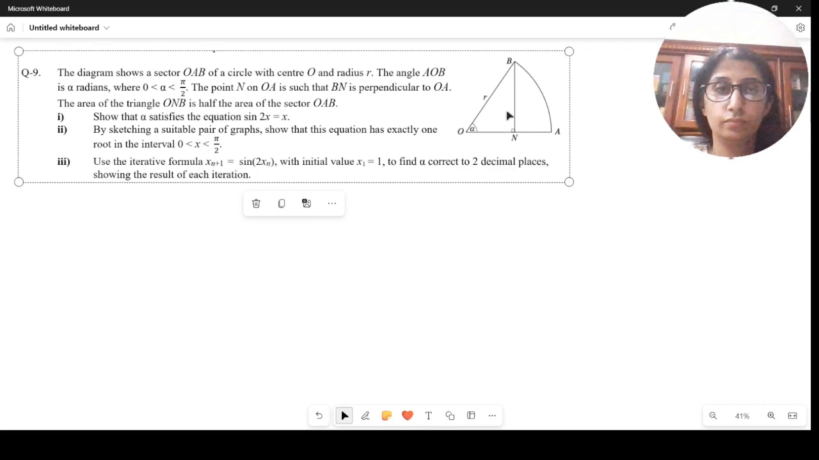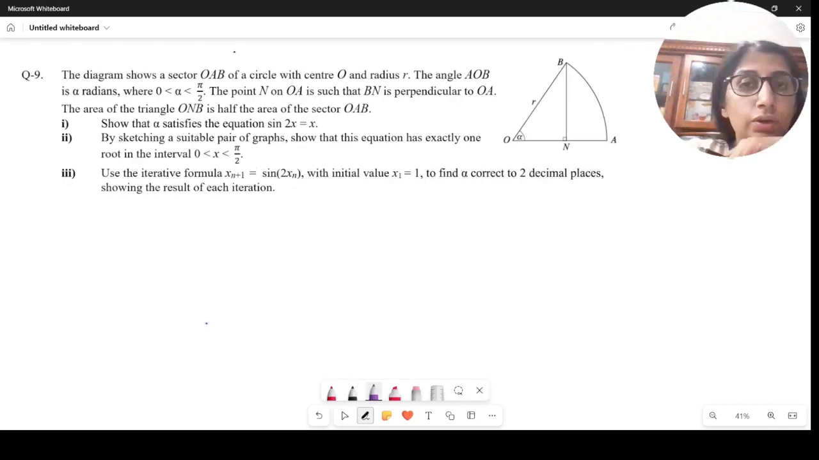The diagram shows a sector OAB of a circle with center O, radius R. The angle AOB is alpha radians, where alpha is between 0 and pi by 2. Point N on OA is such that BN is perpendicular to OA. The area of the triangle ONB is half of the area of sector OAB.